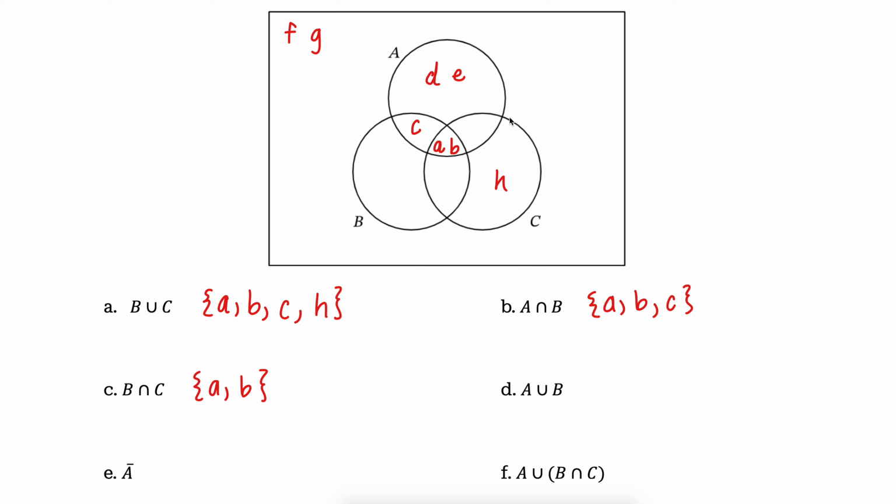For part D, we're back to sets A and B now, but it's asking for the union. So that's everything in A and everything in B. So that's going to be the letters A, B, C, D, and E.